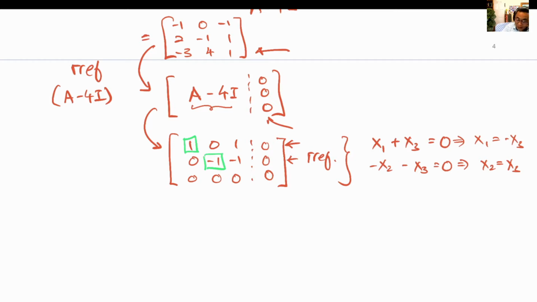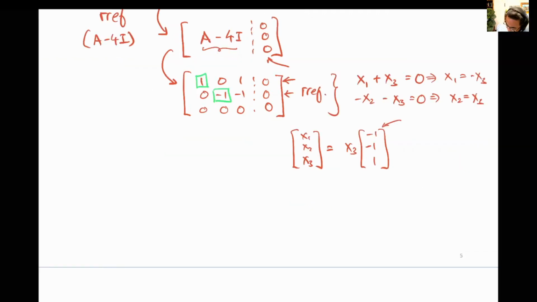We now can write the parametric equation: x1, x2, x3 equals x3 times the coefficients minus 1, 1, and 1. I made a small mistake here. It should be x2 equals minus x3. So this is the correct eigenvector.